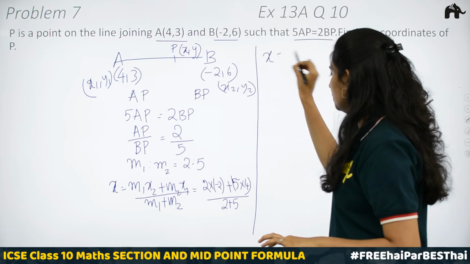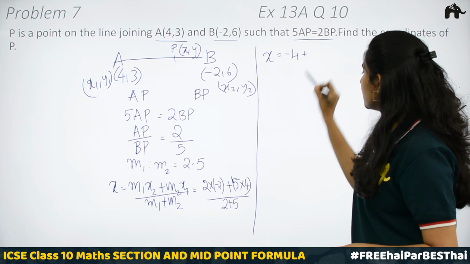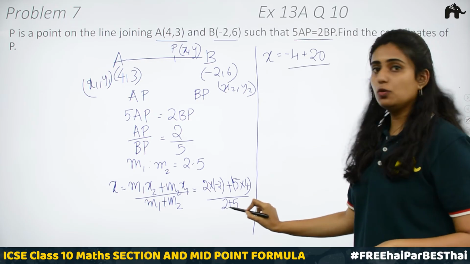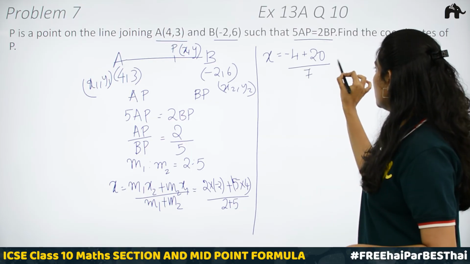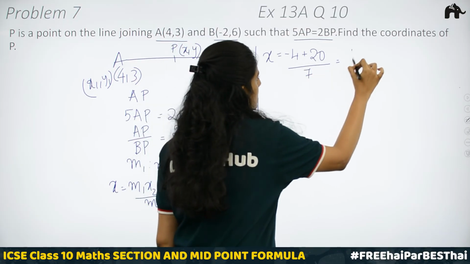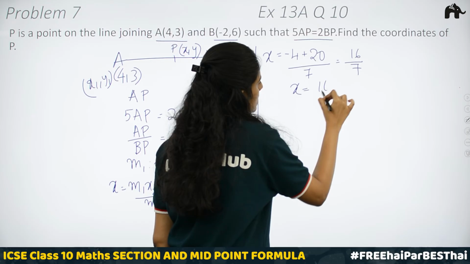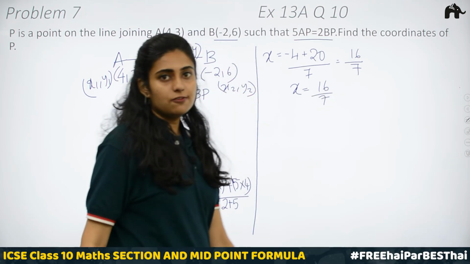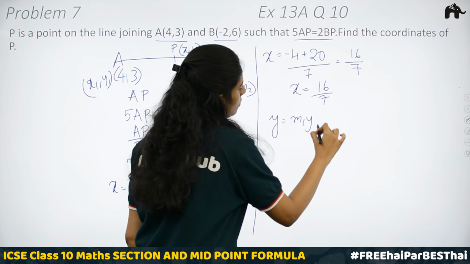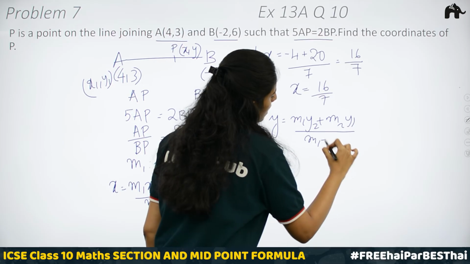X is equal to 2 into -2, that is -4, plus 5 into 4 is 20, divided by 2 plus 5, 7. That is equal to 20 minus 4, which is 16, divided by 7. Therefore, the x coordinate is equal to 16 by 7. Similarly, we can find the y coordinate. Y is equal to (m1 y2 plus m2 y1) divided by (m1 plus m2).